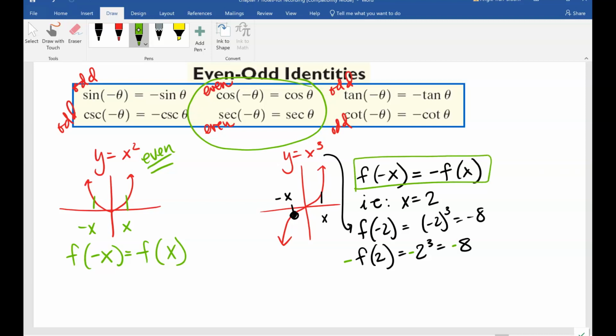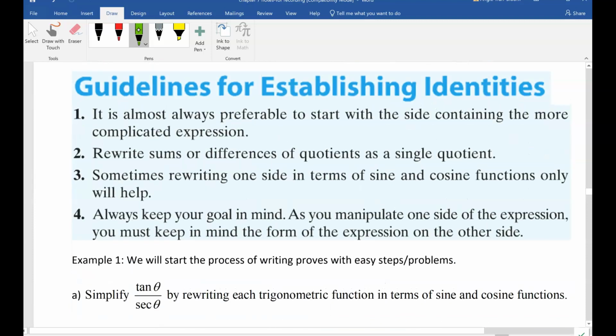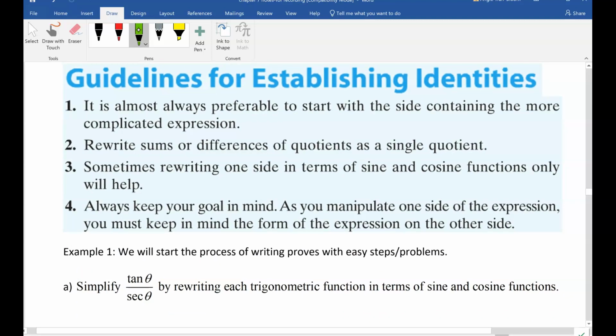So when it's an odd function, for the angle, it's exactly the same as if we were to take -1 times the function of its positive angle, which is going to be super useful. So moving on here to the guidelines. Guidelines means, hey, these are just some hints. You don't have to follow them, but it's a good idea that you do.